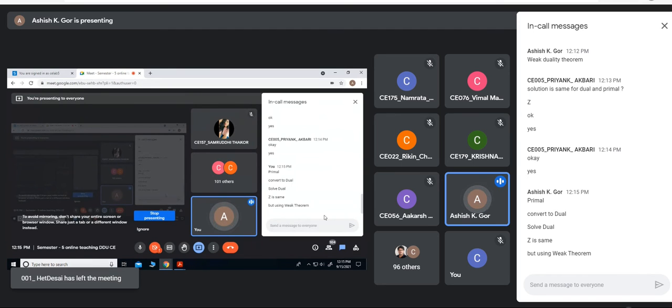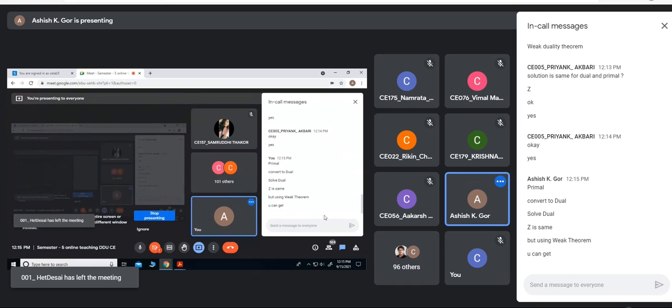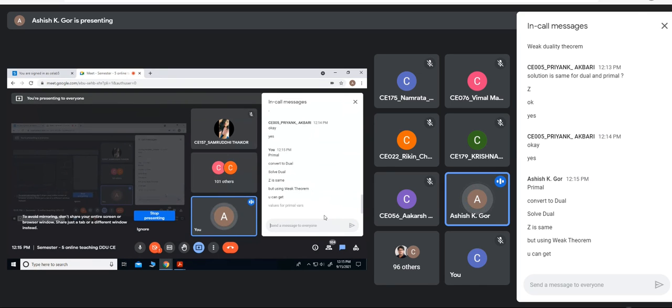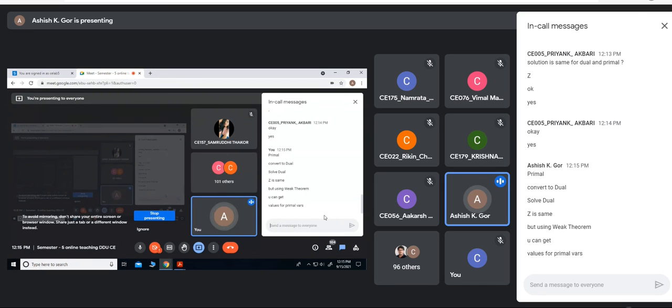Okay, but using, as I say, the weak duality theorem, you can get values for primal variables, which is also the optimal value. Okay, optimal value. So that is a thing. So this framework is that way very much useful.